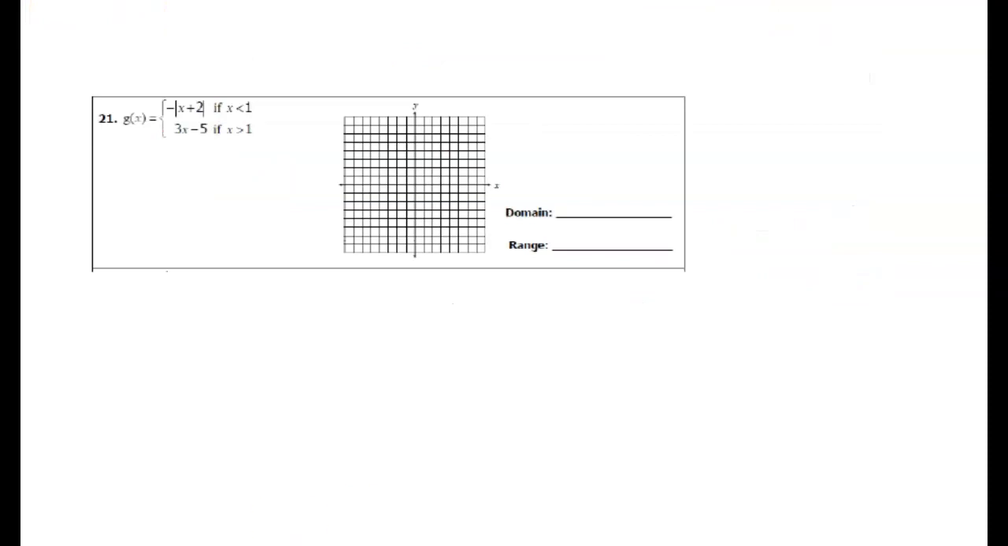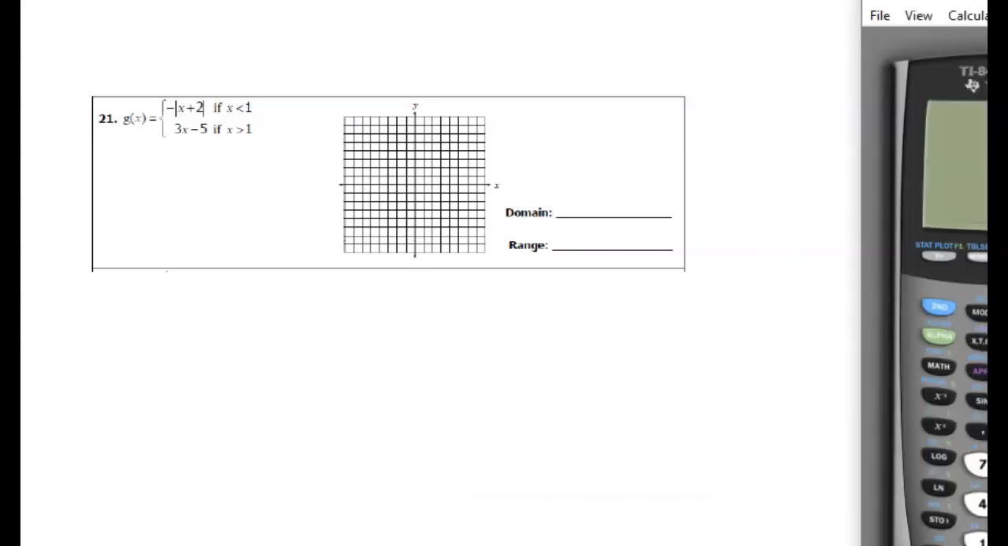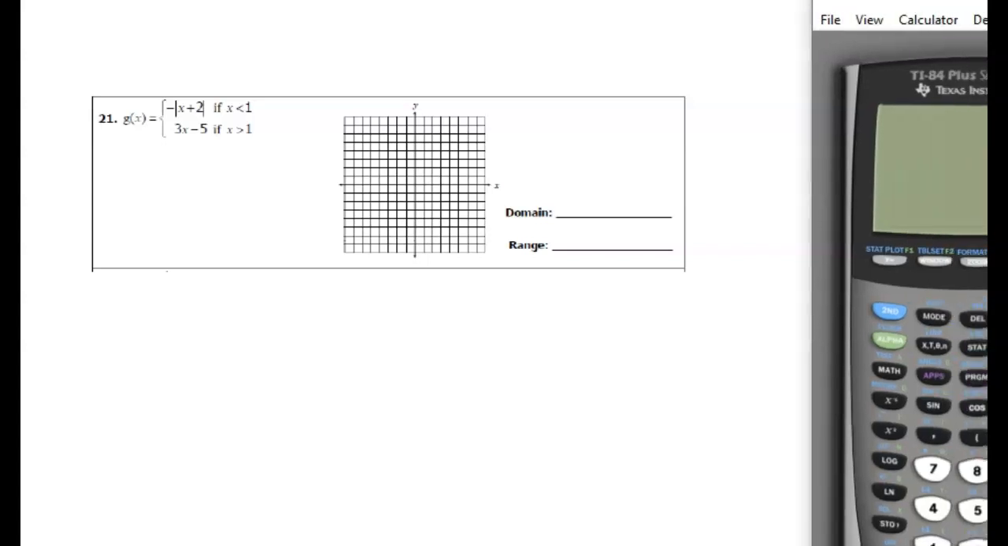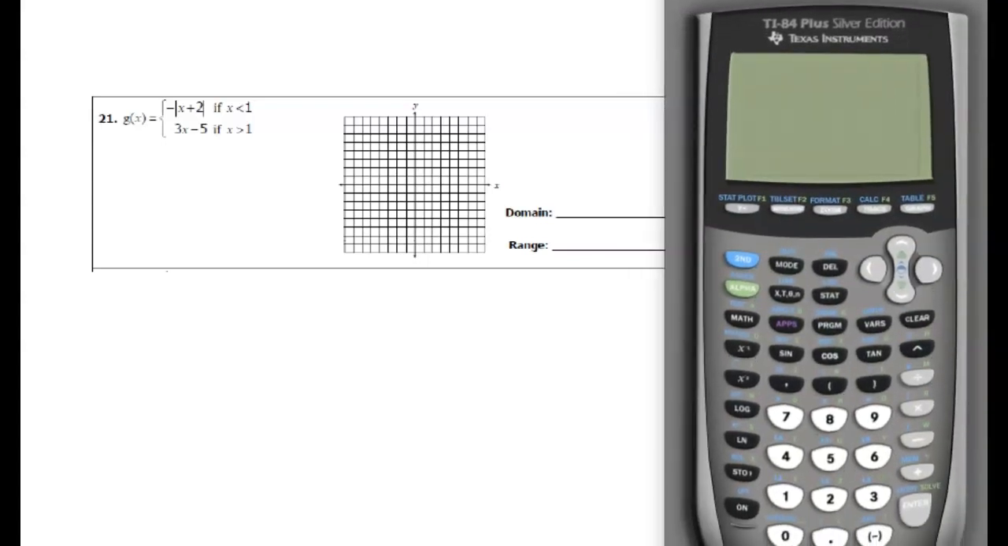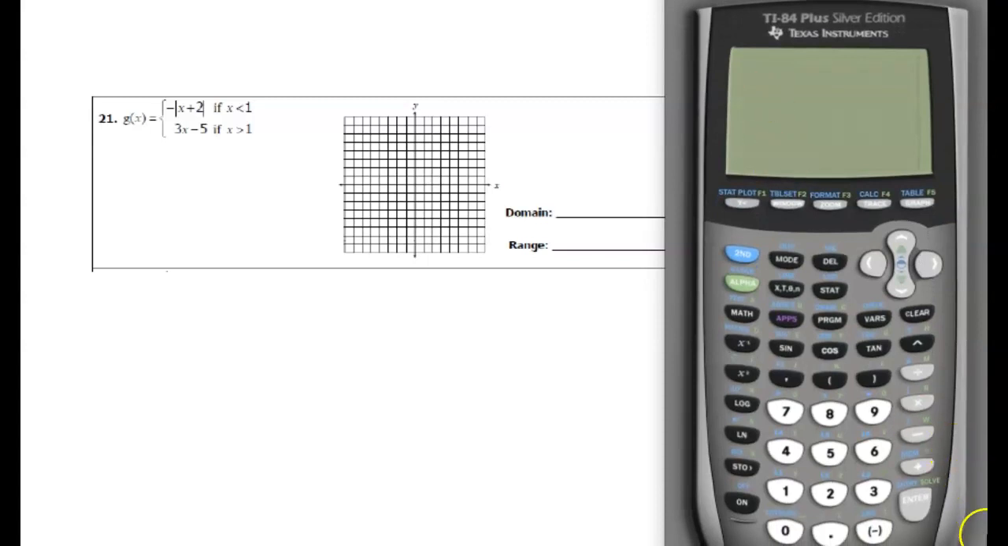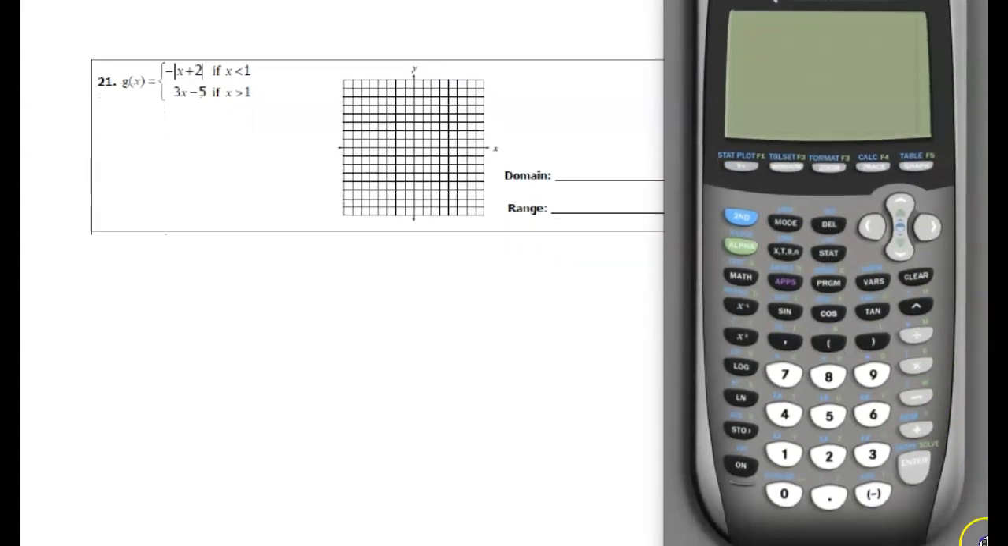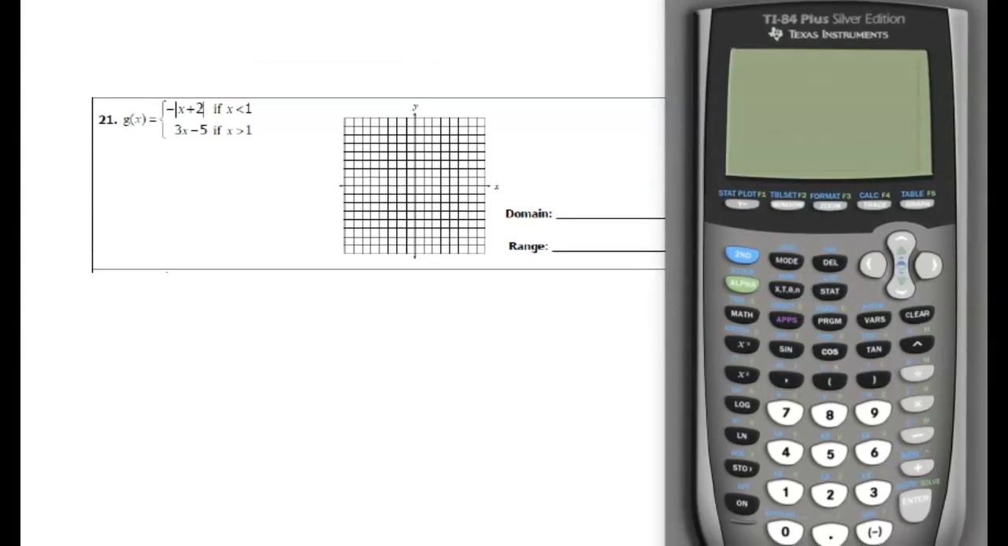Okay, the next set are the piecewise functions. Again, the piecewise functions are no big deal because we can graph those with our calculator. The big thing with the piecewise functions is that you're able to determine whether it's an open circle or a closed circle because your calculator will not tell you. I am going to just model graphing the piecewise function with the calculator, and then I am going to post the solutions for you.